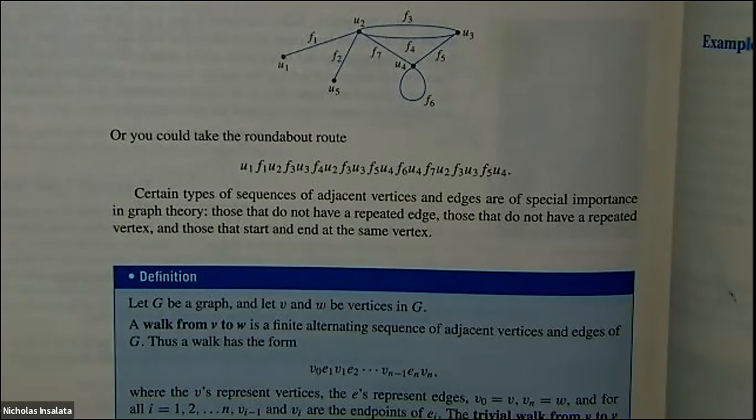But for any walk or trail or path or any of these, you do want to list the vertices out as well. So for your trail, rather, sorry, it would actually be U1, F1, U2, F3, U3, F5, U4, F6, U4, F7, and then U2, F2, U5. Okay, let me put some spaces in here.